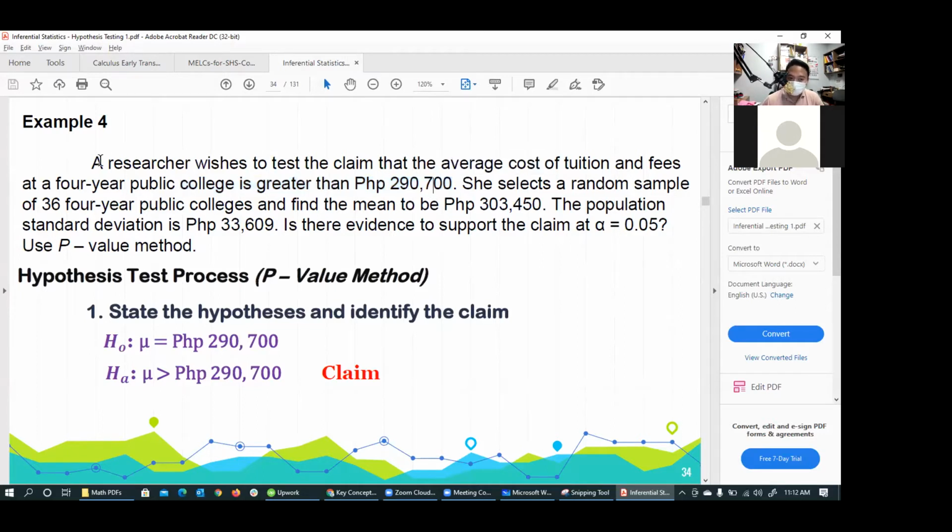Look at the situation. A researcher wishes to test the claim that the average cost of tuition and fees at a four-year public college is greater than 290,700. So that's why we have a claim here greater than 290,700. Okay, one moment.